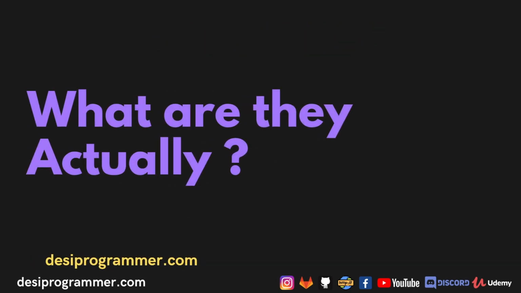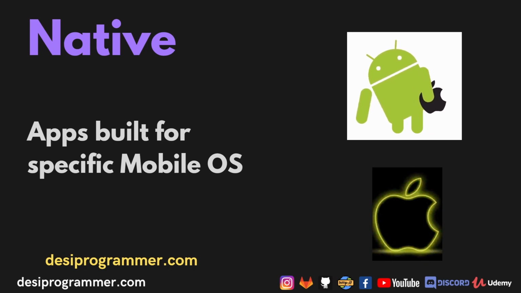So talking about native development, native development means coding apps which are built for a specific mobile OS, either Android or iOS. On the coding part, native development uses Kotlin or Java in Android with XML, which is used for storing configuration and UI. And on the iOS part, C# or Swift is used.